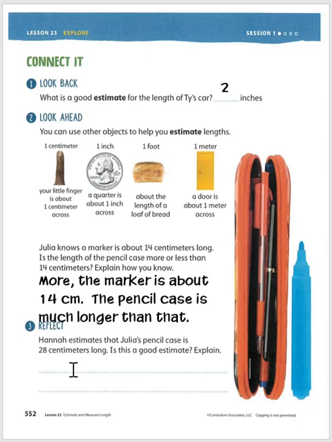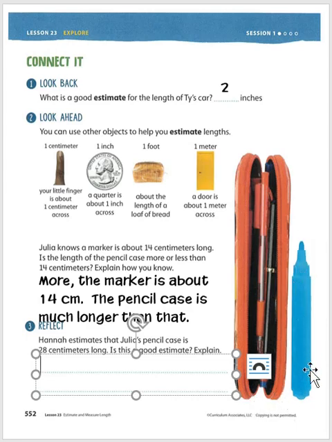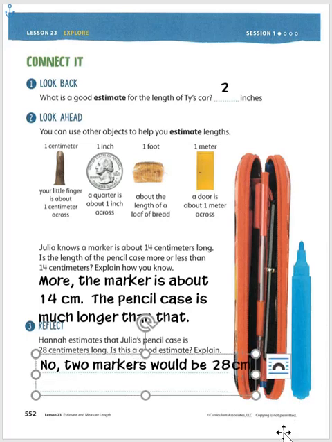All right, Hannah estimates that Julia's pencil case is 28 centimeters long. Is that a good estimate? And explain. She guesses that this is about 28. Well, is that good? Well, this was 14, so no, probably not, because 2 markers would be 28 centimeters, right? I'm going to scoot this over just a little so that it goes on the same line. Sorry, can you see the centimeters? 28 centimeters long.